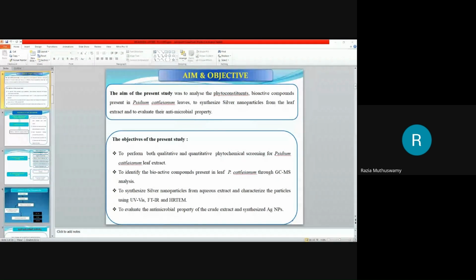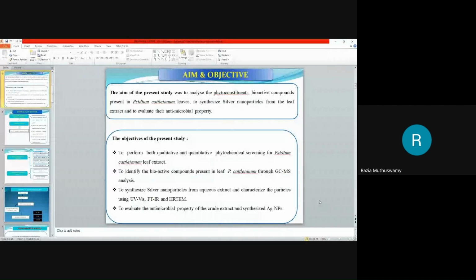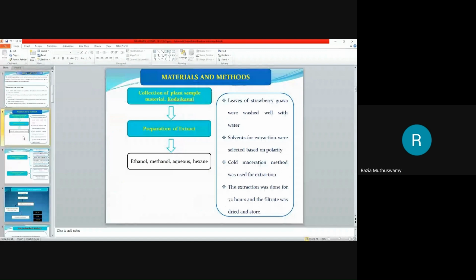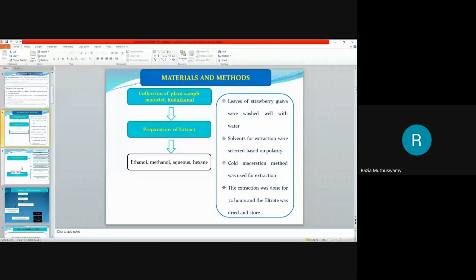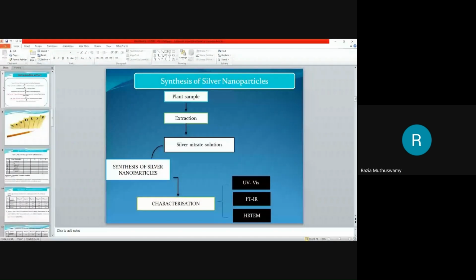So coming to the materials and method: collection of plant material. The plant material was collected in Kodaikanal, Tamil Nadu, and the extract was prepared using different solvents: ethanol, methanol, aqueous, and hexane, so both polar and non-polar solvents. Then qualitative and quantitative phytochemical screening was done. Then synthesis of silver nanoparticles and characterization, and finally antimicrobial activity by the well diffusion method using two organisms, Candida albicans and Candida tropicalis.